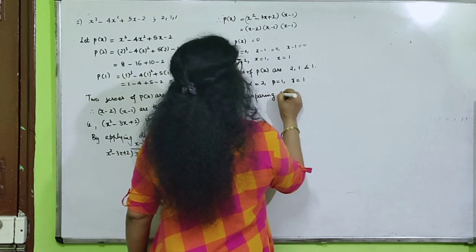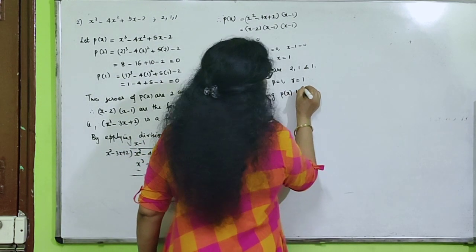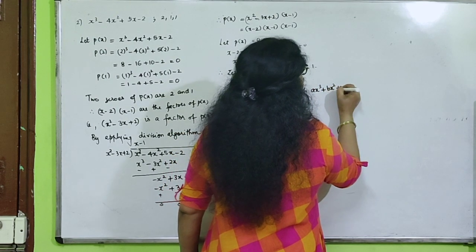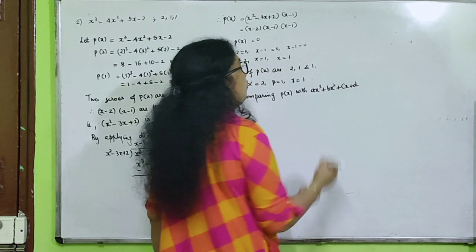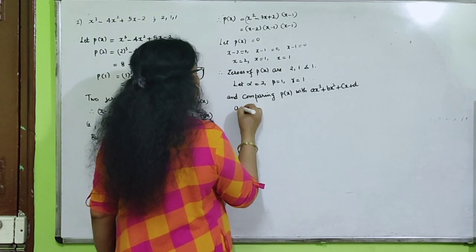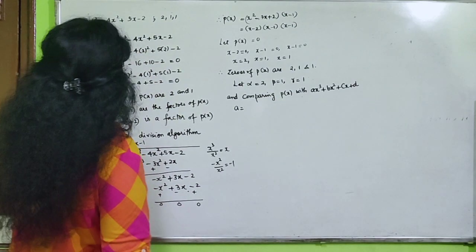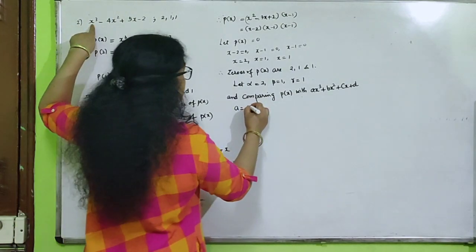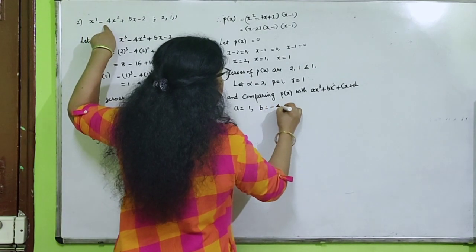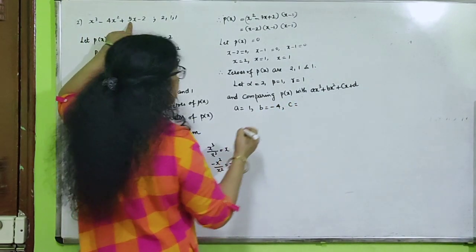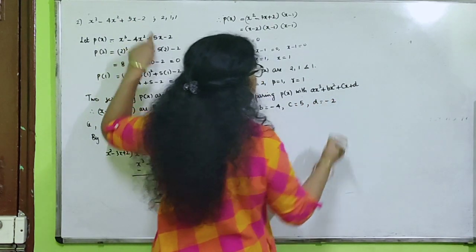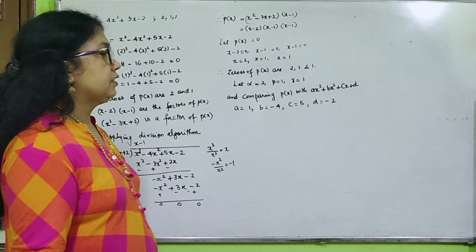Comparing P of x with what? Ax cube plus bx square plus cx plus d. That is the general form of the cubic polynomial. Now the value of a, what is a? 1. B's value is what? Minus 4. C, that is plus 5. And D, that is minus 2. So we got A, B, C and D.